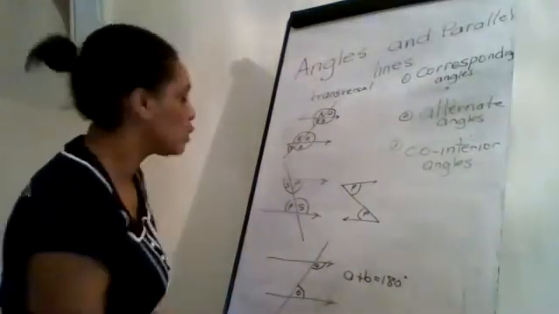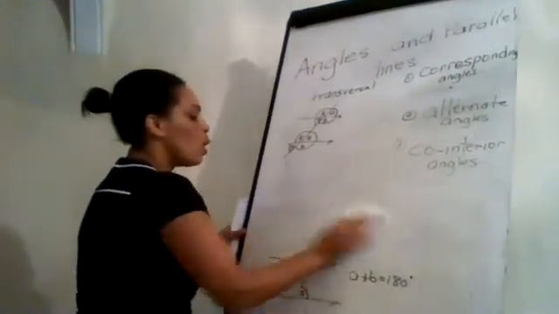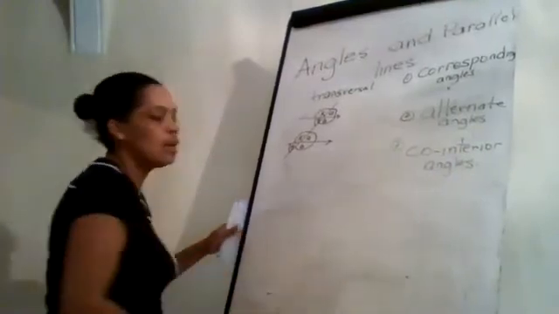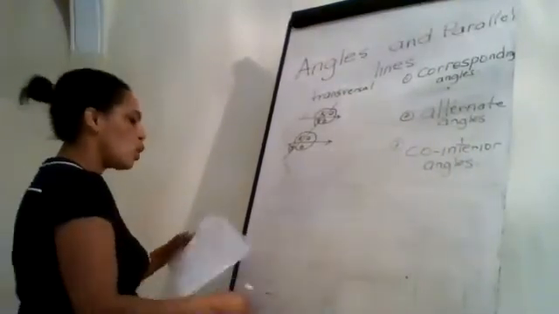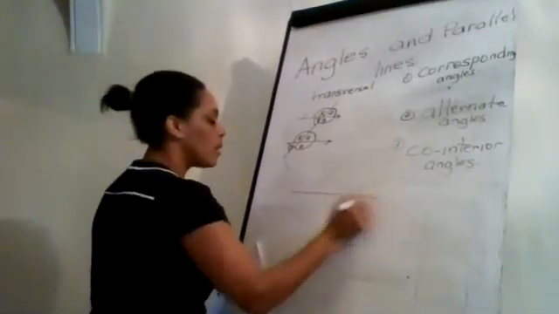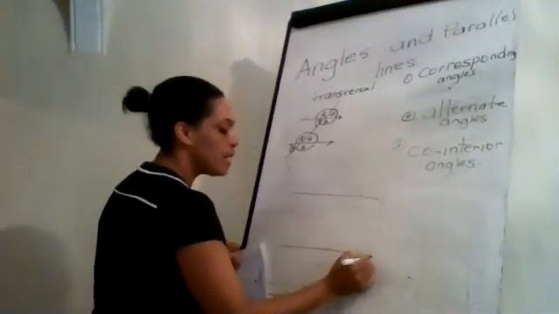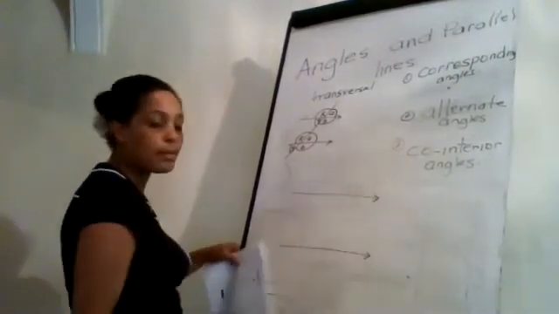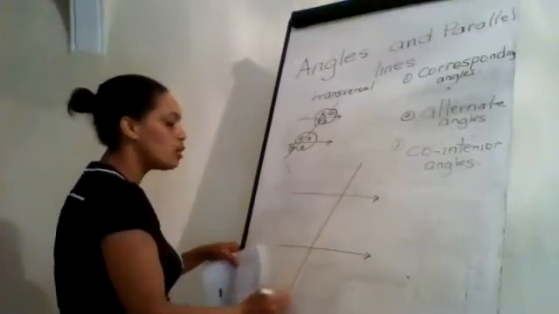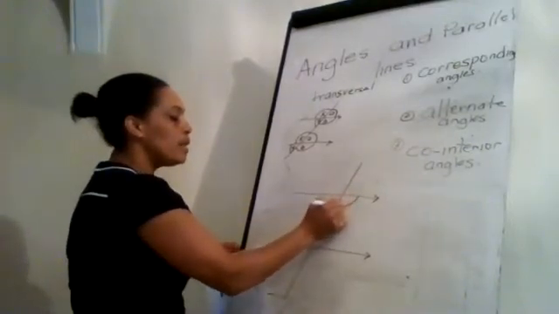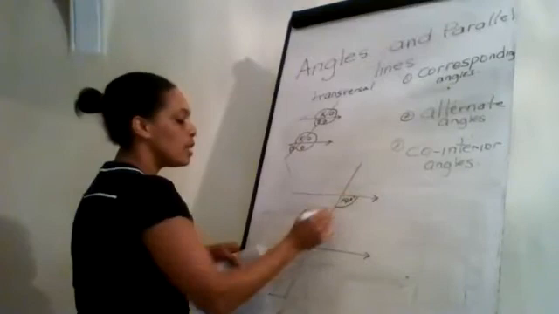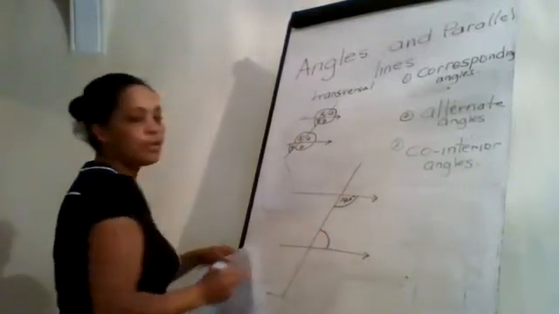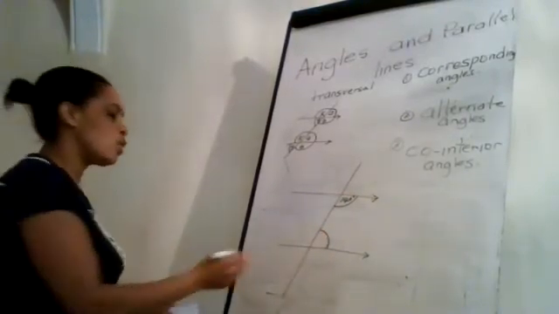Let's just look at some questions that might come on co-interior angles. I could be given a question here. I'm identifying my parallel lines. There are my parallel lines. That's my transversal. I could be given that this is 140 degrees, and I'm asked to find that one. Let's call that Y.